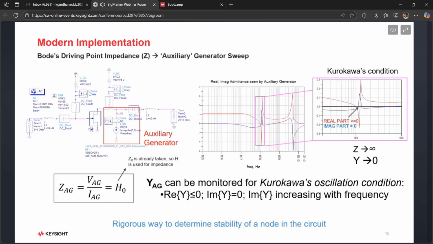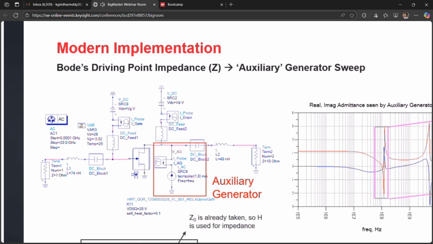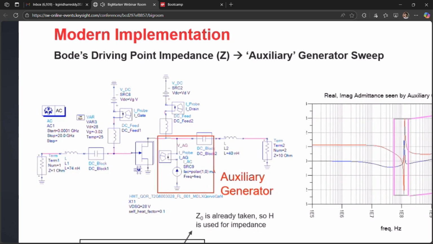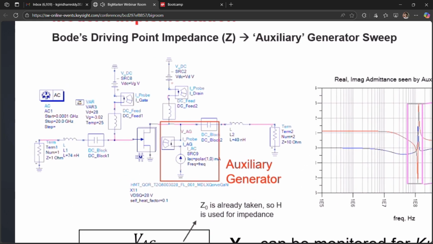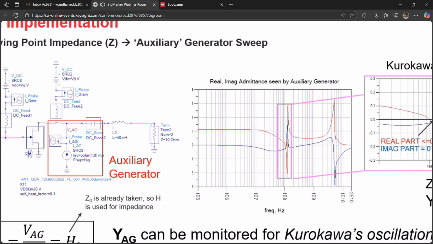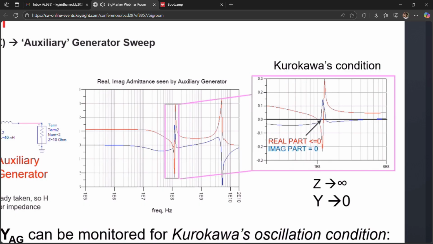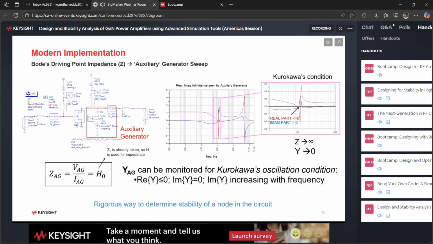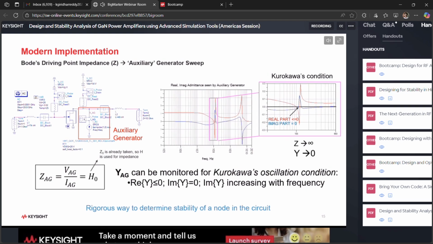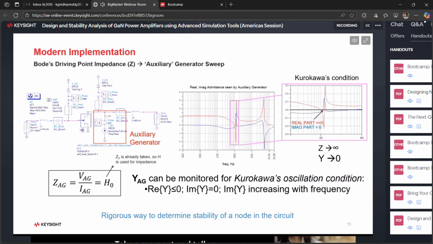The other approach that Bode described is the driving point impedance. So we can do that in the modern days with what's called an auxiliary generator. Essentially, we apply a current source to a given node in a circuit, and then we can determine the impedance of that node, and then we can look for what's called Kurokawa's oscillation condition, which is essentially when the real part of the circuit goes below zero. So we change from an energy dissipator to an energy source, right? And the imaginary part has to be zero as well. Essentially, we're guaranteeing that no energy is stored in the rest of the circuit. So this can be done in a straightforward manner.